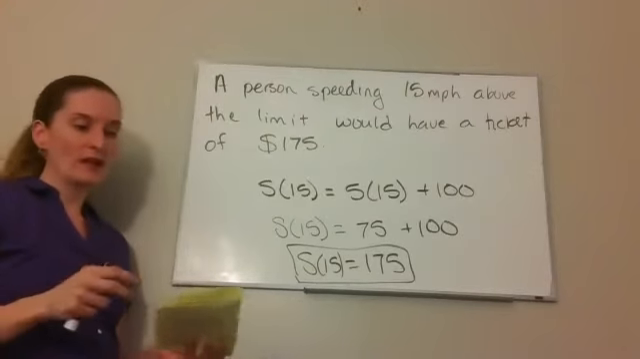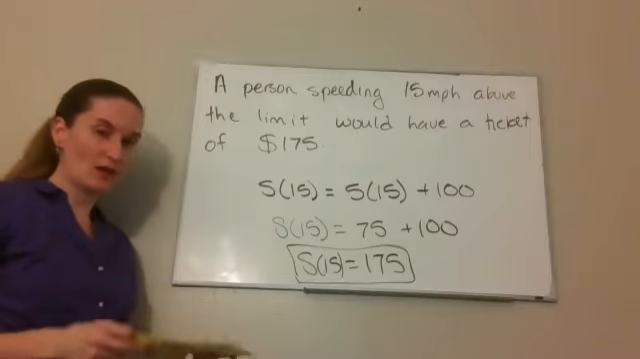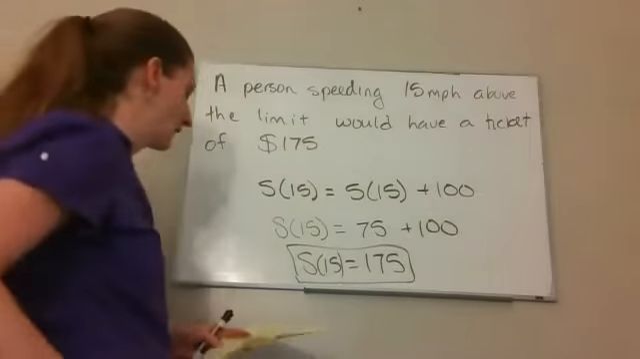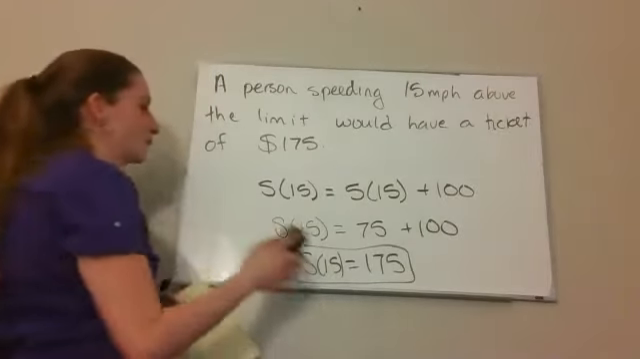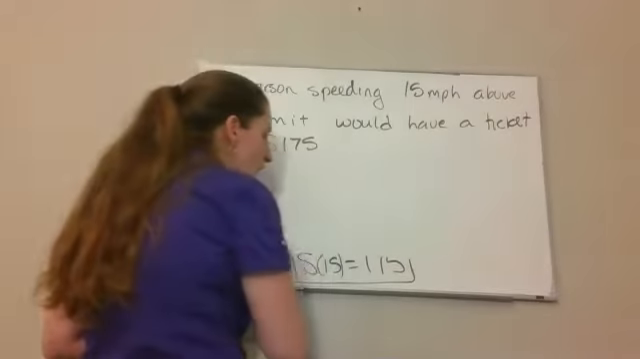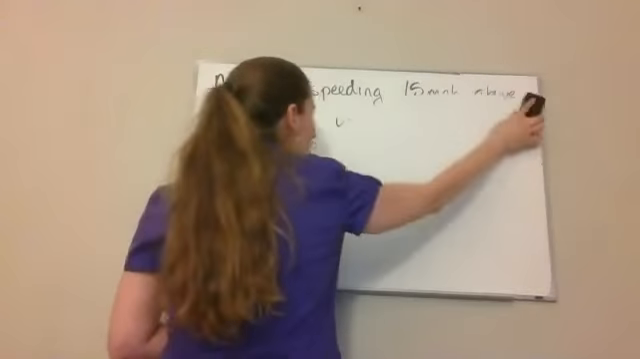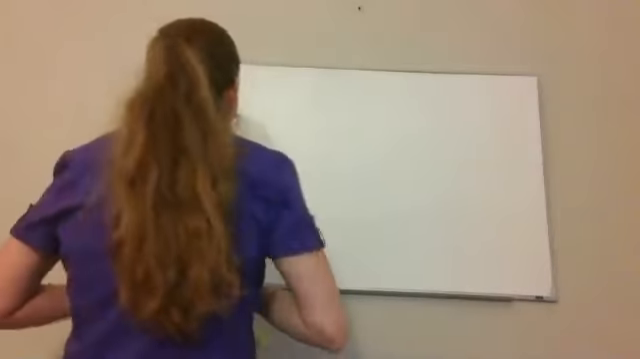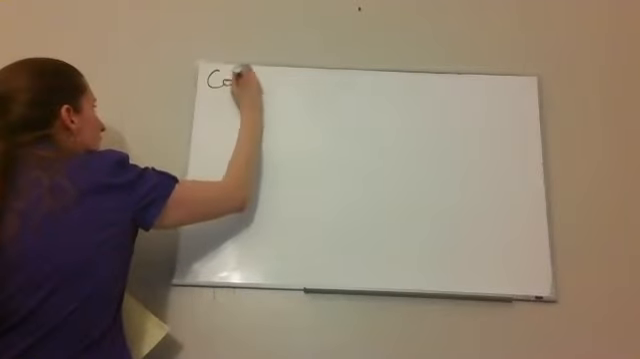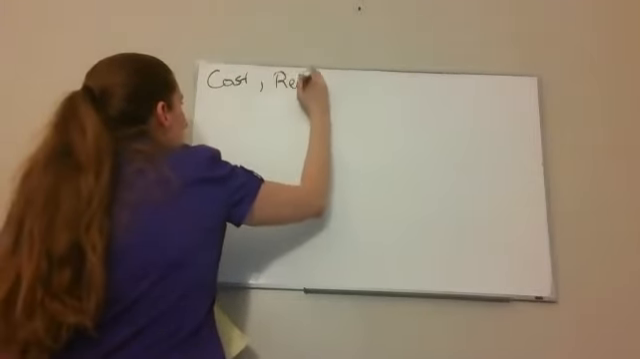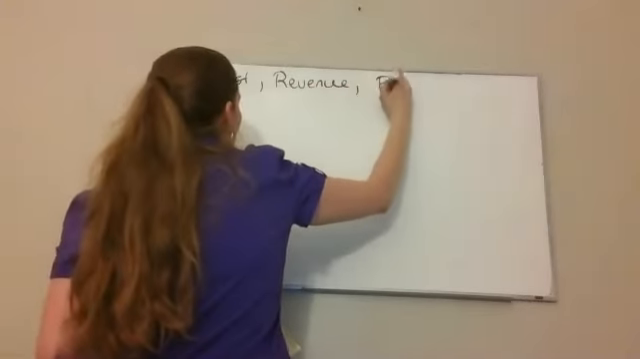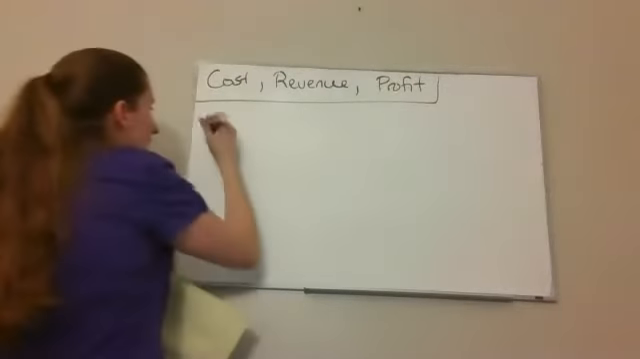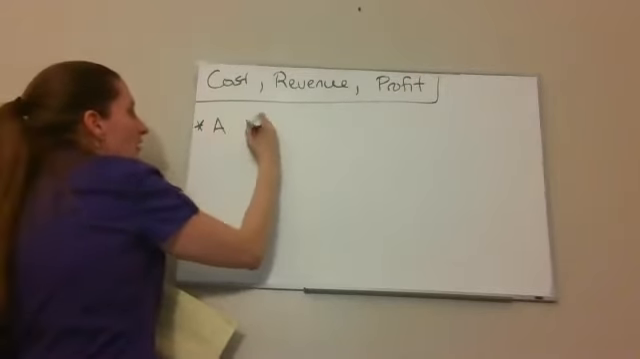All right, so this is just one example of a situation that you can model with a linear equation. There are plenty of others. Our next example, we're going to be talking about cost, revenue, and profit. So first we need to discuss what those things actually are, and then we'll do an example using them. So if we're going to model our cost, revenue, and profit, let's start with talking about a linear cost function.